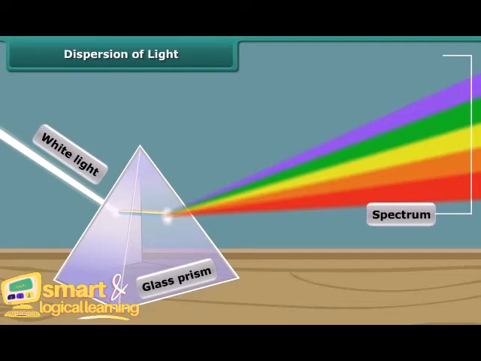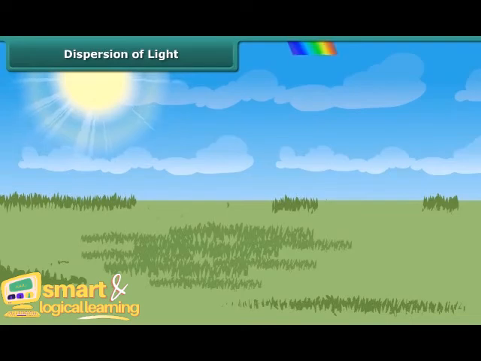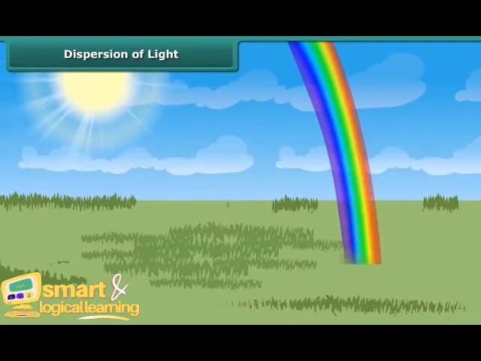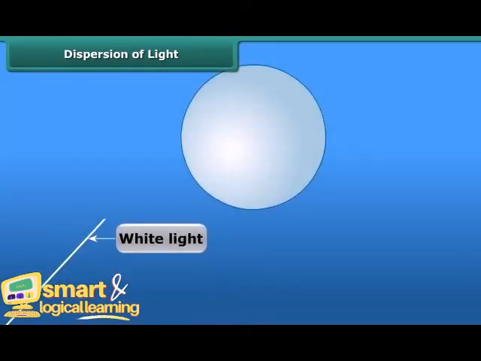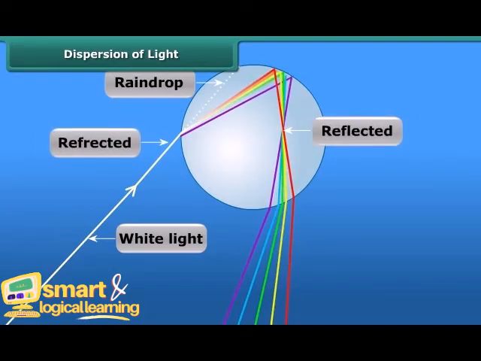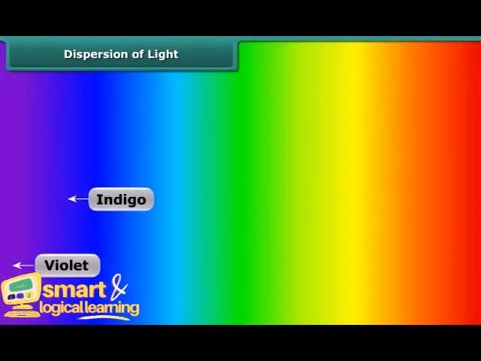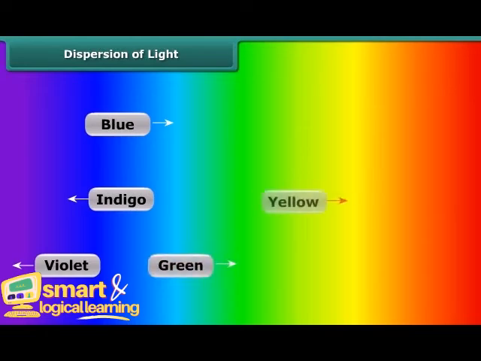Therefore, this phenomenon of splitting of white light into its constituent colors is called the dispersion of light. Coming back to the rainbow, we can now say that the dispersion of white light passing through the water droplets formed the rainbow. The colors can be seen in the following order: violet, indigo, blue, green, yellow, orange, and red, or VIBGYOR.